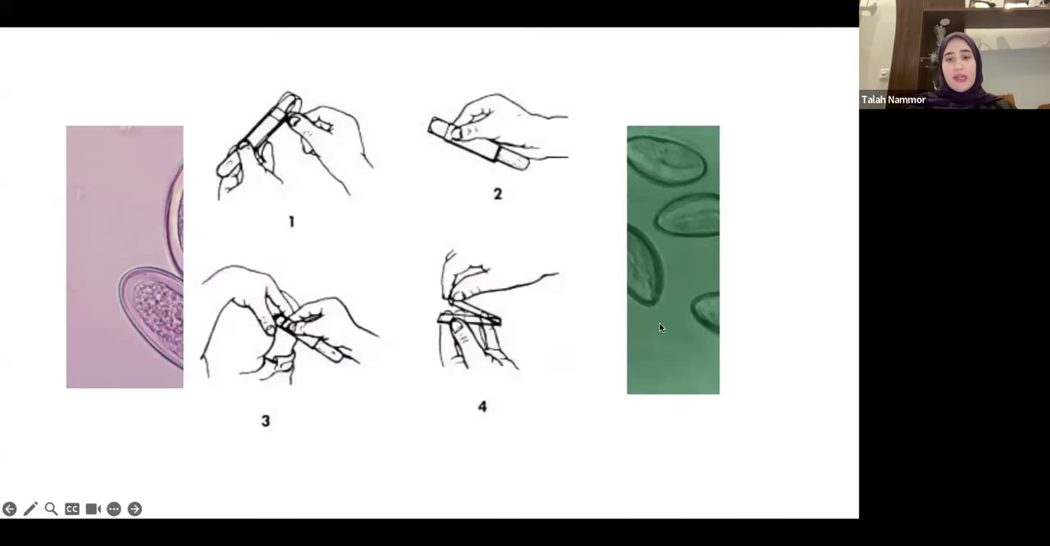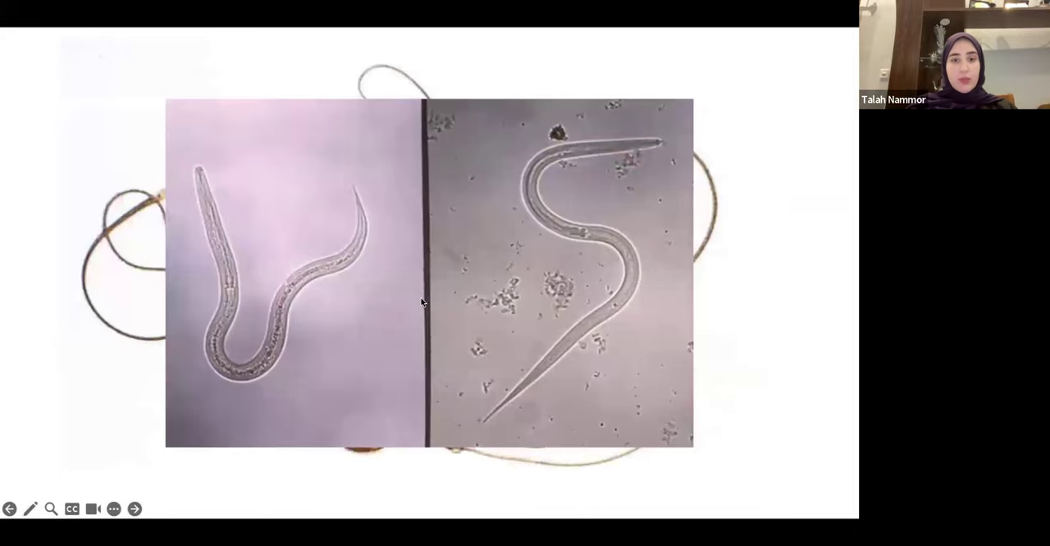And the very characteristic thing about this is that the worm at night goes into the person's butt, and then it goes out. So when you do the Scotch tape test, you can see everything. Pretty disgusting. Enterobius, very reckless.